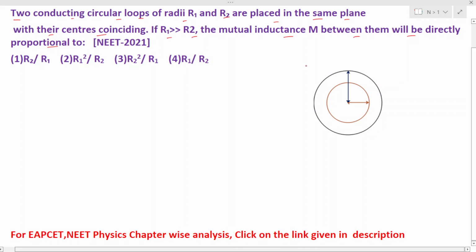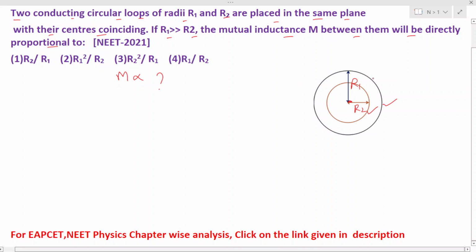Okay, now let us see what he gave. He took two circular loops of radii R1 and R2, and he told that R1 is greater than R2. So the radius of this is R1 and the radius of this is R2. Now what did he say? He told that their centers are coinciding. Okay, and he asked us to give the information about mutual inductance. The value of mutual inductance is directly proportional to what value?